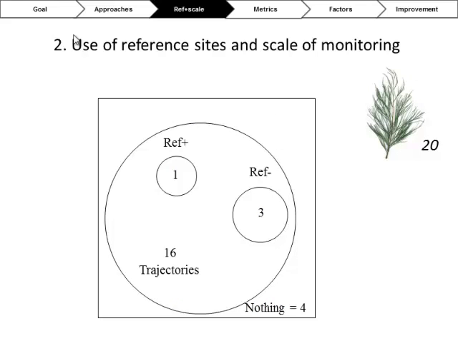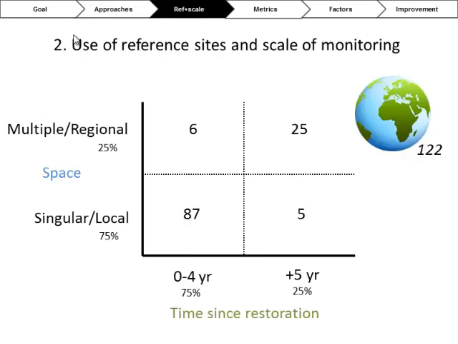Well, if we look at the 20 projects dealing with Tamarix, it's pretty much the same tendencies. There was just 1 project using positive reference sites, 3 projects using negative reference sites, and 16 using trajectories. Well, by the way, I have the detailed list of papers if anyone is interested.